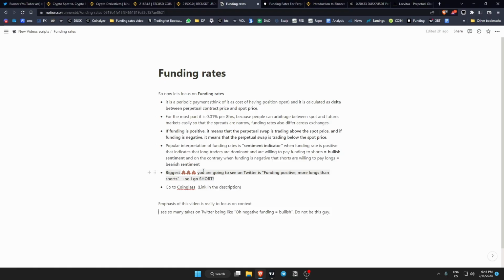This is very, very true for crypto Twitter. I don't want to say the word, not to get deleted off of Twitter, but a lot of people on Twitter saying, oh, funding is positive, more longs than shorts, I go short. Please unfollow these type of people. They have no clue what they're talking about, and this is exactly why I'm doing this video.